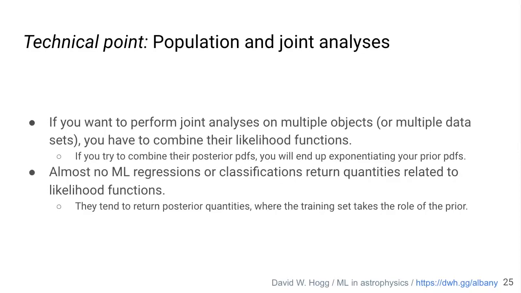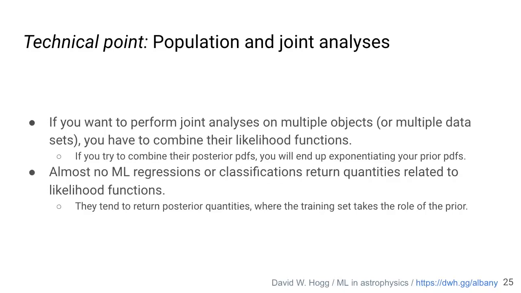But anyway, one very important idea in Bayes is that if you want to do a joint analysis of multiple objects, you want to combine their likelihood functions. You don't want to combine posterior information. The reason is that you've done multiple analyses of objects with priors, and you don't want to multiply all your priors together. You just want to multiply the likelihood functions together. This is a basic point in statistics: you multiply likelihoods together, not posteriors.